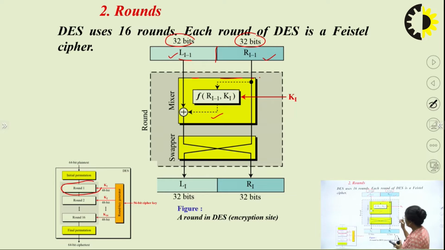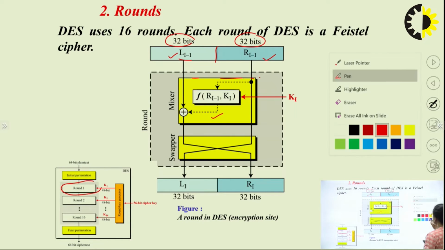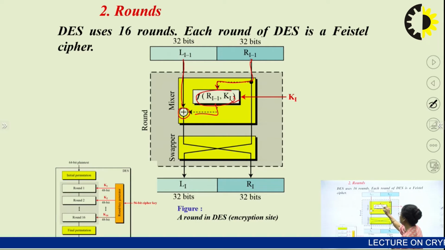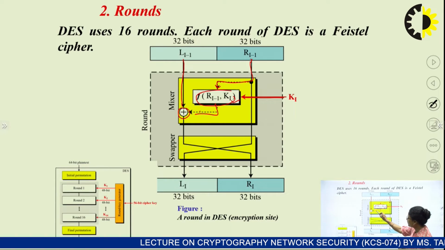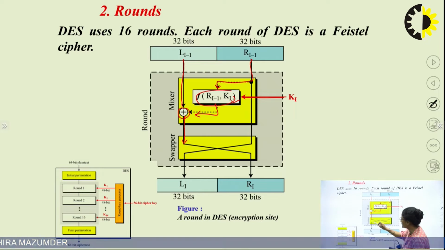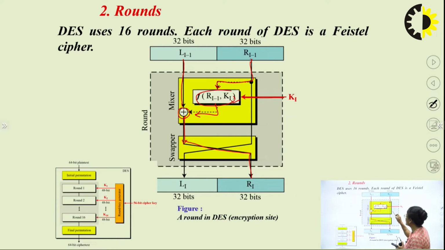Now, what does it do? Let me put it like this. Inside each round, we have the left half XORed with what? With the output of a function. And what is this function? This is a function which takes two inputs, the right input and the key. The output of the function is XORed with the left half, and after you get the final output of this XOR gate, it is swapped with the right half and the left half. And finally, you are getting a new 64-bit pattern after one round.